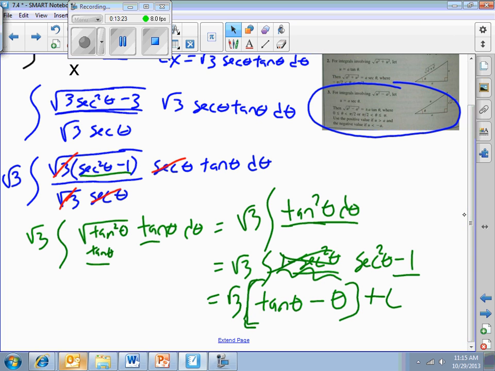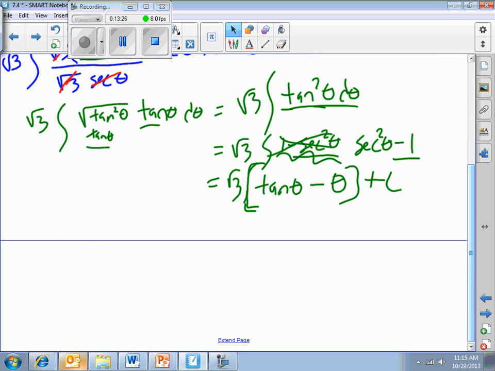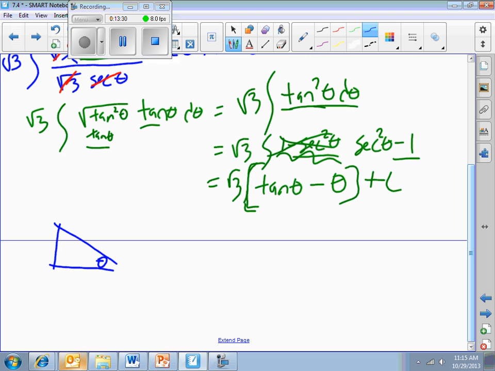But I have it in terms of theta, not x. So guess what? We need to draw our triangle. So, from theta's perspective, if you remember back to what we originally said that x equals, we said that x equals radical 3 secant theta. In other words, secant theta is x over radical 3. Now, secant is hypotenuse over adjacent. So it's x there over the adjacent radical 3. Using the Pythagorean theorem, you get x squared minus 3.